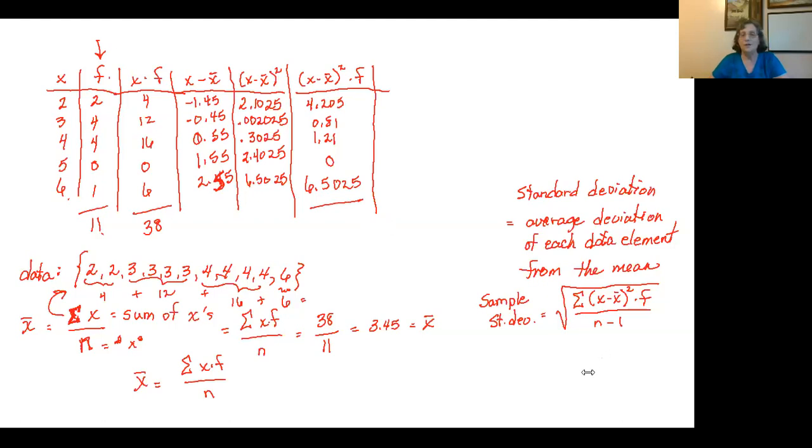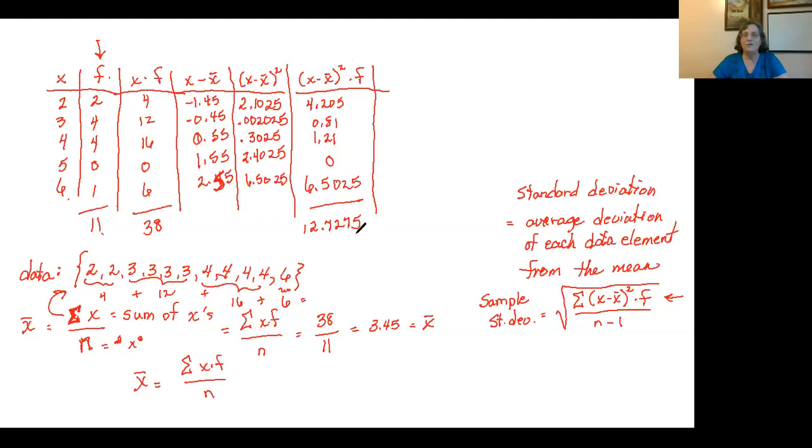Now for my formula, I need to add all of these up. So 4.205 plus 0.81 plus 1.21 plus 6.5025 equals 12.7275. So this is this part. This is the numerator of the formula. It's the sum of the difference between the number and the average squared times the frequency that it occurred.